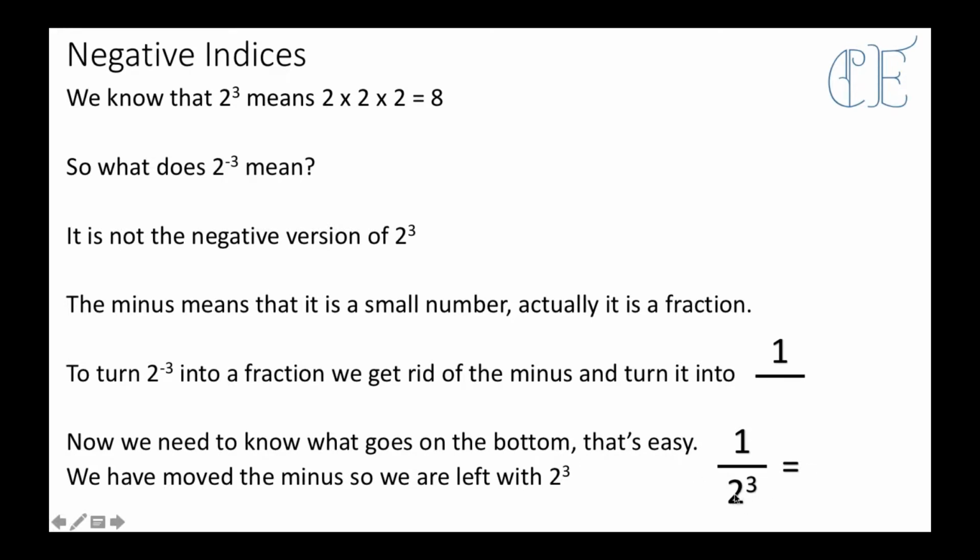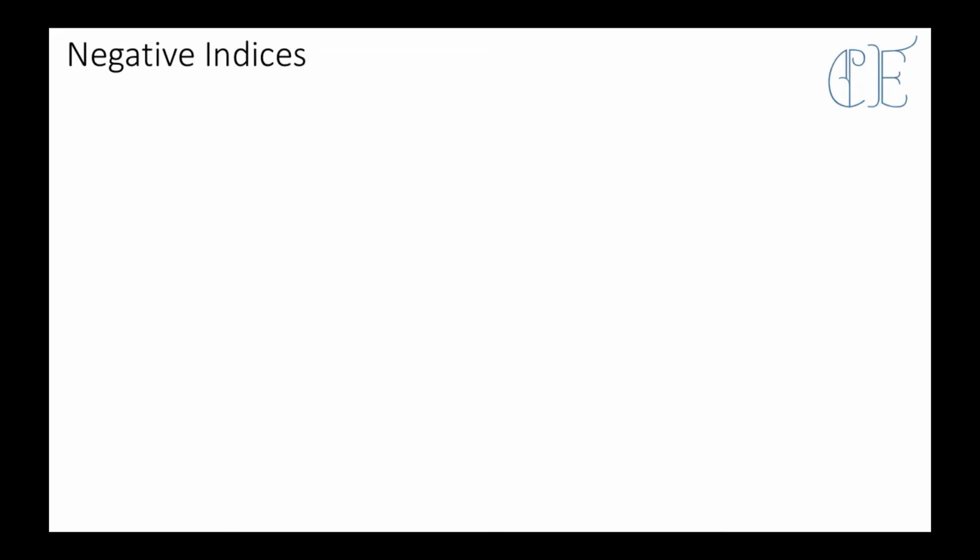So 2 cubed, we know what 2 cubed means. It means 8. So it's just going to be 1 over 8 instead. Instead of just being 8 on its own, it's 1 over 8, because it's a small number. 1/8 is actually like 0.125. It's not really small, but it's a small amount of a whole one. Okay, let's look at another example.